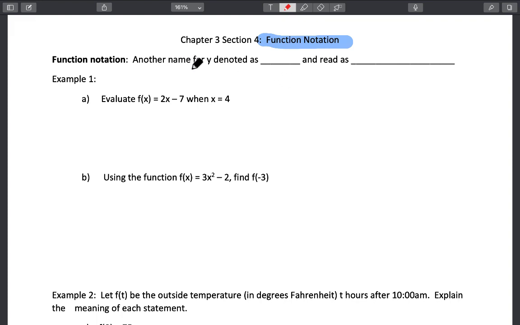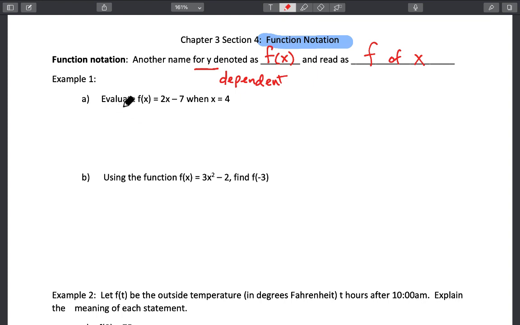And really, it's just a fancy way of saying y, or denoting the y variable. Which, remember, y is your dependent variable. It depends on what the value of x is. So the way we express this function notation is f parentheses x, and it's read as f of x. It is a function of the independent variable x. So let's get a look at a few examples, and I think you'll see what I mean.